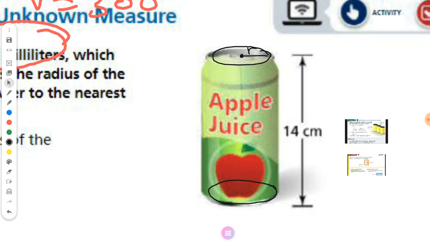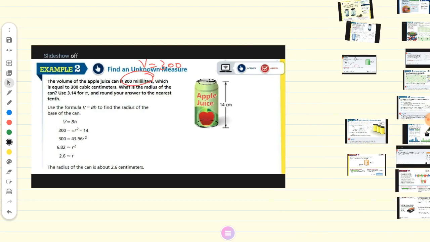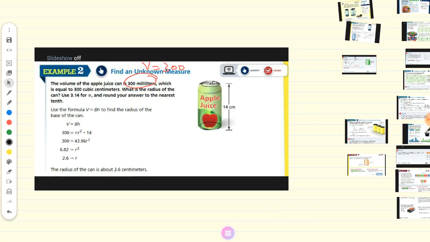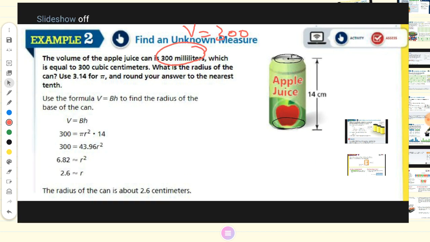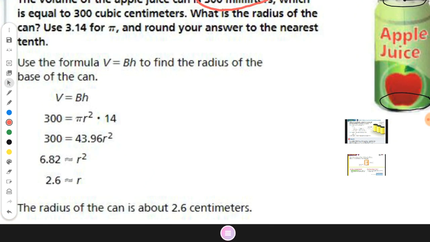Okay, this is what we will see. To find the radius, we will use the formula of volume, since he already gave me the volume. Volume equals base area multiply height. So we can say that 300, which is the volume, equals pi r squared times 14. Instead of pi, I will write 3.14.